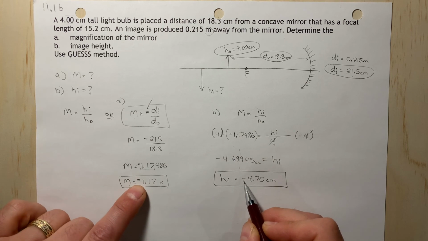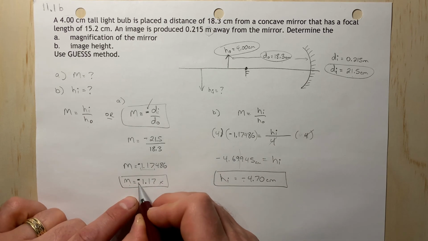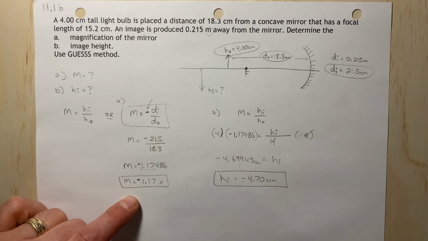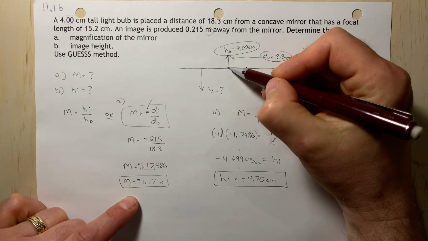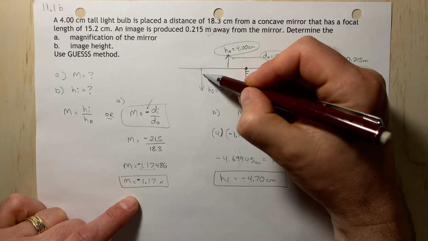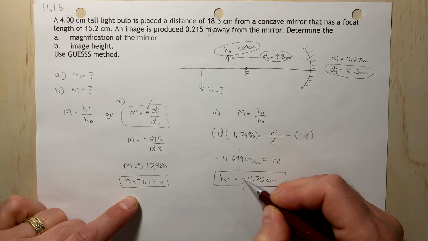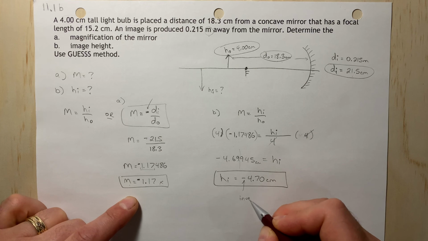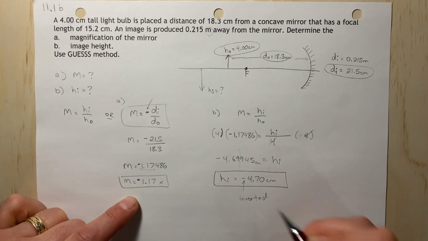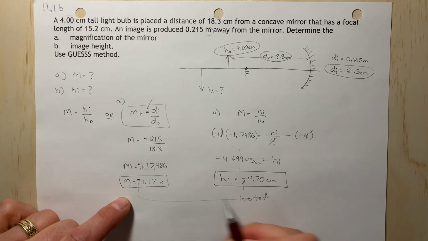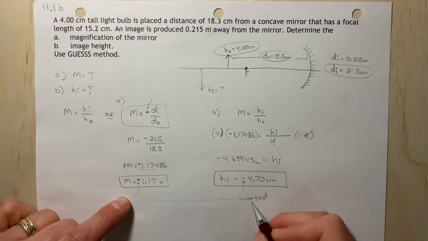Let's talk about these negatives. This negative right here, if you've got a negative magnification, that just means the image flips over. So the object was upright. This guy is inverted. This thing right here also means inverted. So that's what these negative signs mean when you see these negative signs in here. The image is inverted.